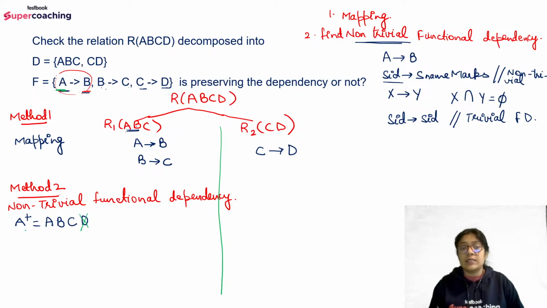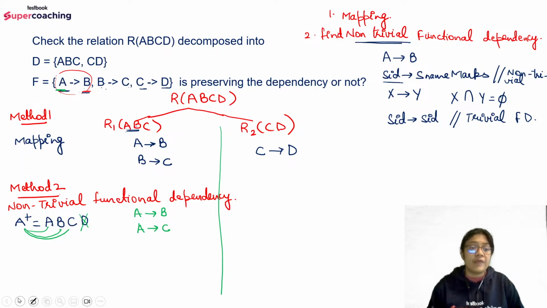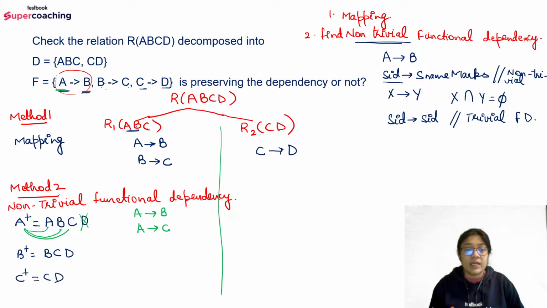अब इससे डिपेंडेंसीज क्या बन सकते हैं? A determines A. This is trivial functional dependency. A determines B. This is non-trivial functional dependency. A determines C. This is also non-trivial functional dependency. Similarly, you can find out B closure. B closure will be B, C, D. Similarly, C closure will be C, D. Closure find करना आता है सबको. Now, find out the non-trivial functional dependency.